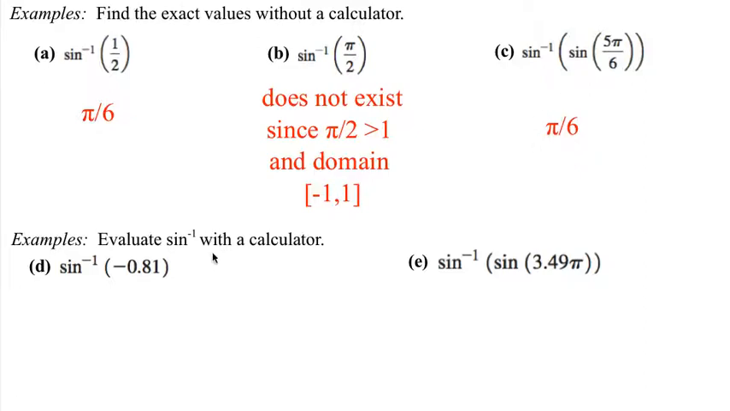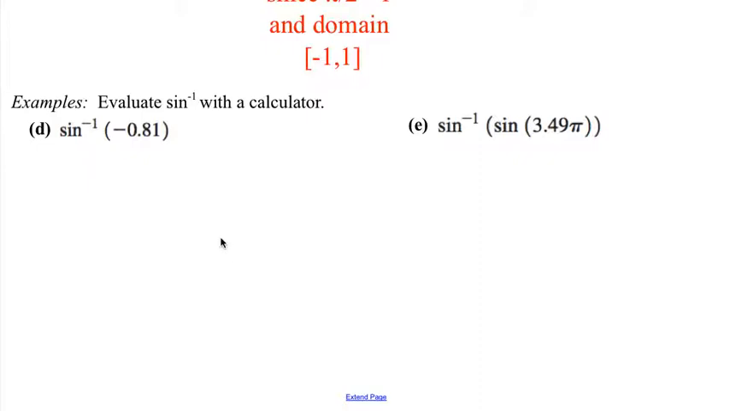All right, down on the bottom, letter D. Evaluate the inverse sine with a calculator. Make sure you're in radian mode here. That's the most important thing that I need to make sure that you recognize. All of these, you need to have your calculator in radian mode. So if you're in radian mode, all you're going to do is pick the second function of your sine function. The second function is the inverse sine, and just type in -0.81, and it'll pop out -0.944.